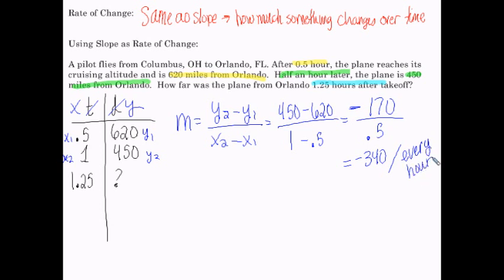Now I want to know how far away I am at 1 hour. Yes, it's 340 miles every hour that you're traveling towards Orlando. So that question mark can't be filled in yet, because that's per hour, but we want to know how far we are from Orlando in an hour and a quarter. So we need to figure out how much we travel in a quarter of an hour, because we know the distance at 1 hour. Does that make sense? So I'm going to take that 340 and divide it by 4, because there are 4 quarters in an hour. And I'm going 85 miles every quarter of an hour.